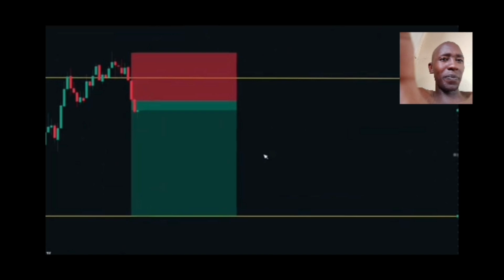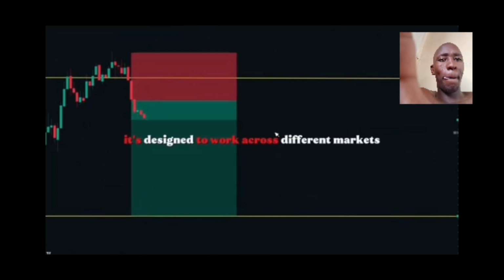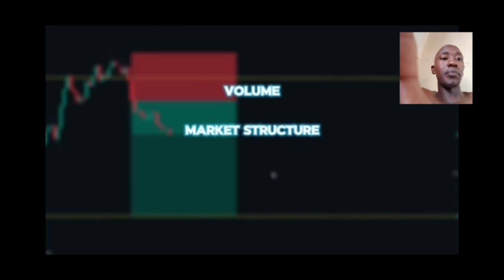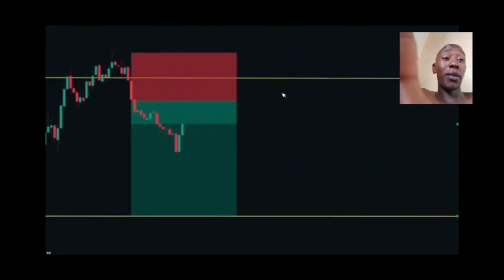Version of the strategy, and it's designed to work across different markets because it's based on market behavior, not predictions. Okay. The real strength comes when you combine it with tools like volume, market structure, or trend context. But even on its own, the logic holds, because one thing remains true across all markets. Not every breakout follows through.